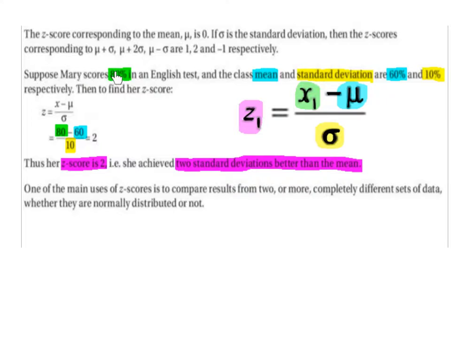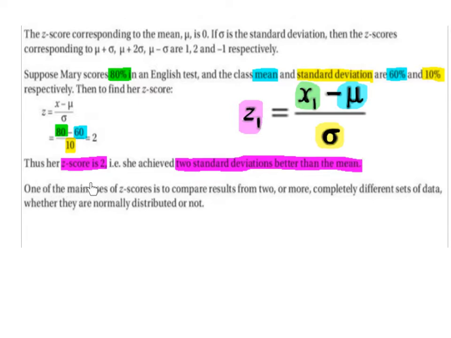Suppose Mary scores 80% in an English test and the class mean and the standard deviation are 60% and 10% respectively. Then to find her Z-score, we're going to use our standardizing formula from our formula book. So we're going to have 80, which is our x, minus 60, which is our mean, divided by 10, which is our standard deviation, which gives us 2. Thus, her Z-score is 2, i.e. she achieved 2 standard deviations better or above than the mean.